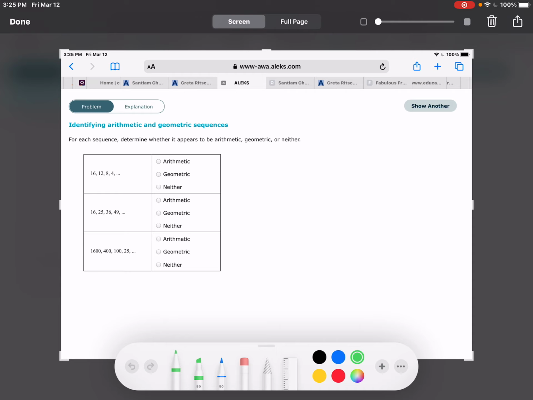In this first one, we have 16, 12, 8, 4. We're definitely getting smaller. One way I like to analyze these is by working backwards. If it's geometric, I could go backwards like this: 4 divided by 8, that's 1/2. If I go backwards this way, I'll get 8 divided by 12. That is not 1/2. So already I'm noticing it's not geometric. 12 divided by 16. If I simplify these, this would have to be a 16, this would have to be a 24.